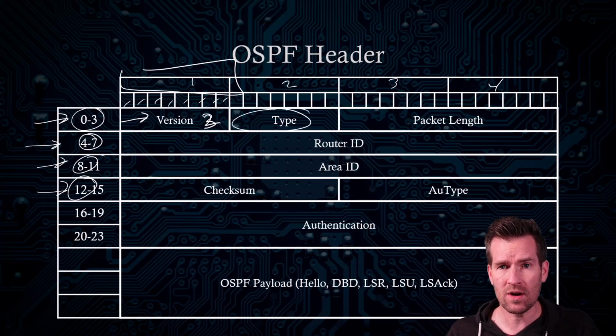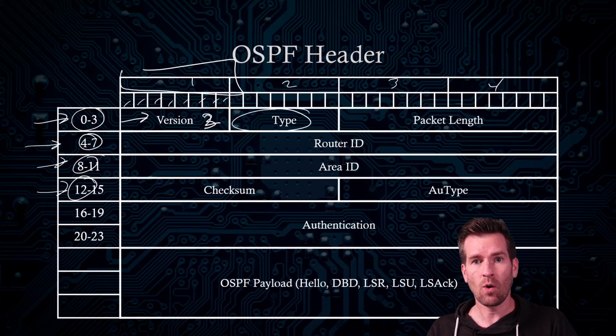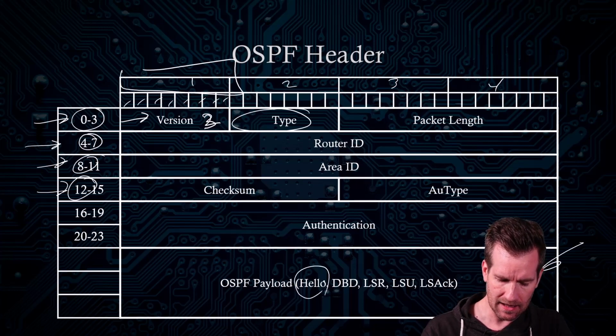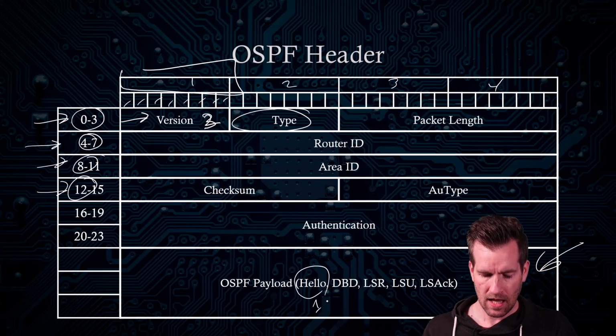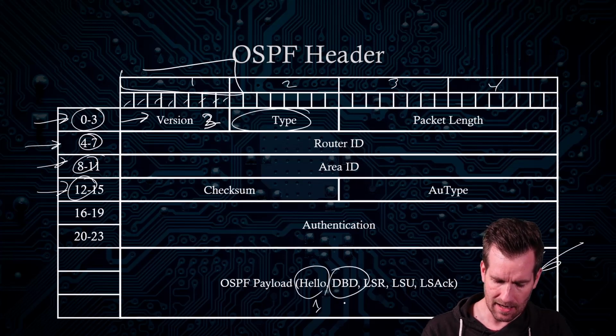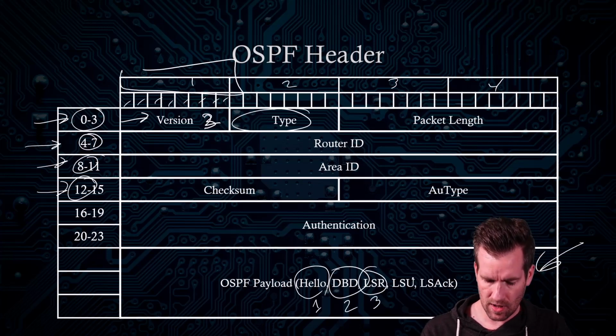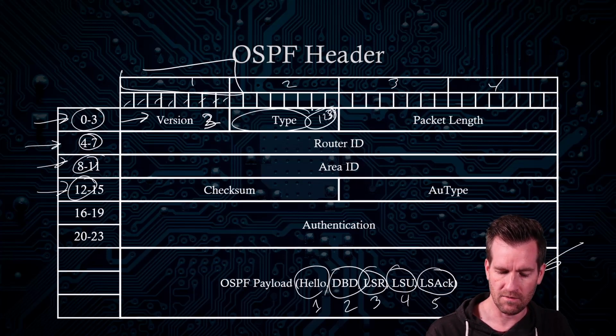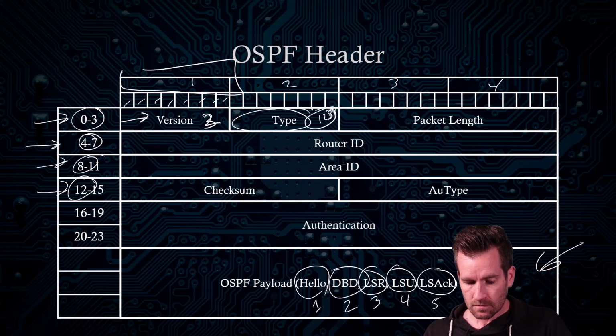The OSPF type defines what the payload is going to be. So if it's the hello packet, then it's going to be a type 1. If it's the database packet, then it's going to be a type 2. If it's a link state request, then a type 3. If it's a link state update, then a type 4. Or if it's a link state acknowledgement, then it's a type 5. So we would find that right in this type field right here.